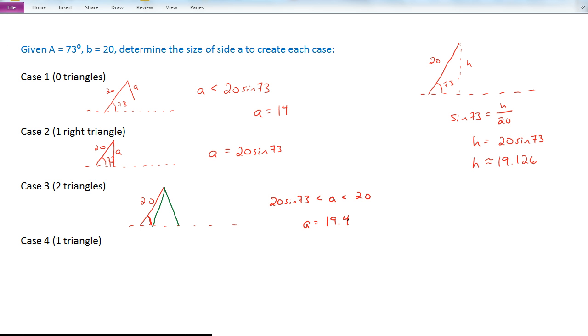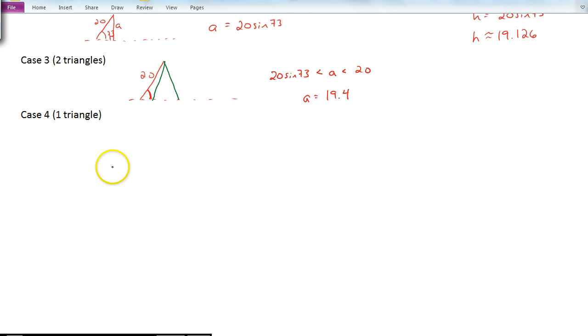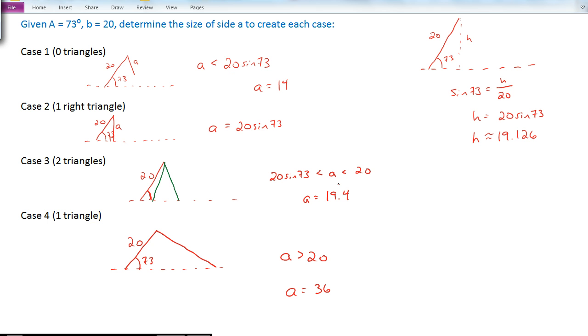Okay, and then finally, in our fourth case, I want to create one triangle because A is so long that it extends beyond. So there's my 73-degree angle. There's 20, and then side length A is much longer than 20, and it makes only one triangle. So in this case, we have A bigger than 20, and so any number bigger than 20. So if A equaled, say, 36, then I would have one triangle. Okay, does that make sense?